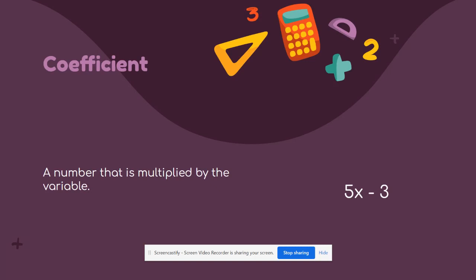Coefficients are the numbers that are multiplied by the variable. So in this example, the coefficient is 5, right? There's nothing in between the 5 and the x. There's no addition, there's no subtraction, there's no division, because you would see those. It's literally just 5x. So when you have a number smushed together with a variable, the number directly in front of your variable, to the left, is your coefficient.